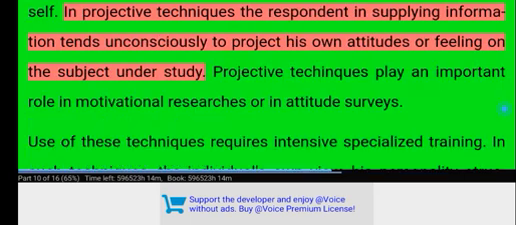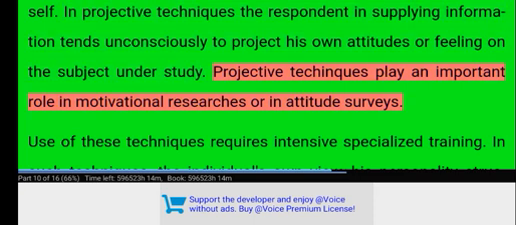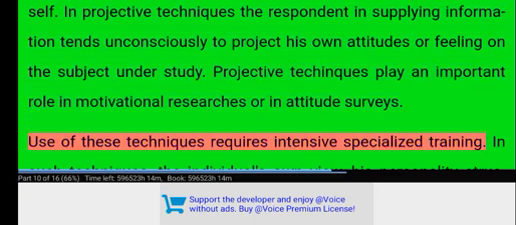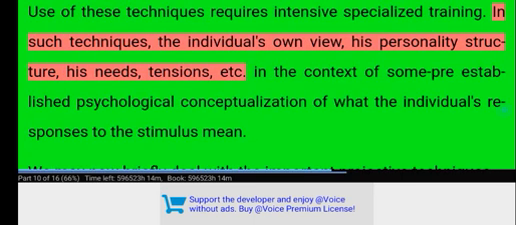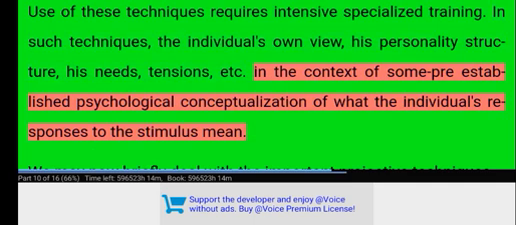In projective techniques the respondent in supplying information tends unconsciously to project his own attitudes or feeling on the subject under study. Projective techniques play an important role in motivational researches or in attitude surveys. Use of these techniques requires intensive specialized training. In such techniques, the individual's own view, his personality structure, his needs, tensions, etc. are projected in the context of some pre-established psychological conceptualization of what the individual's responses to the stimulus mean.